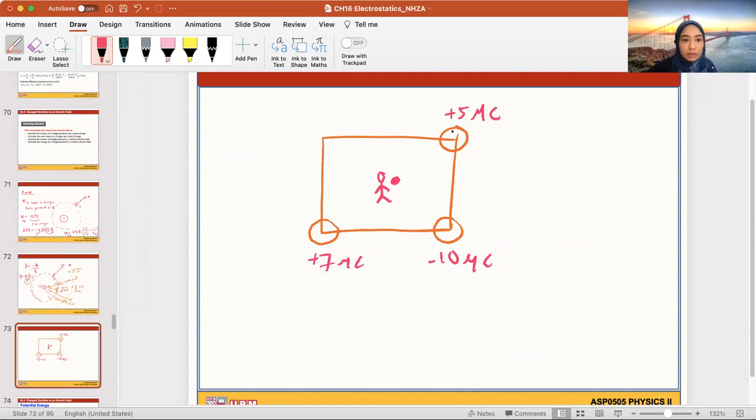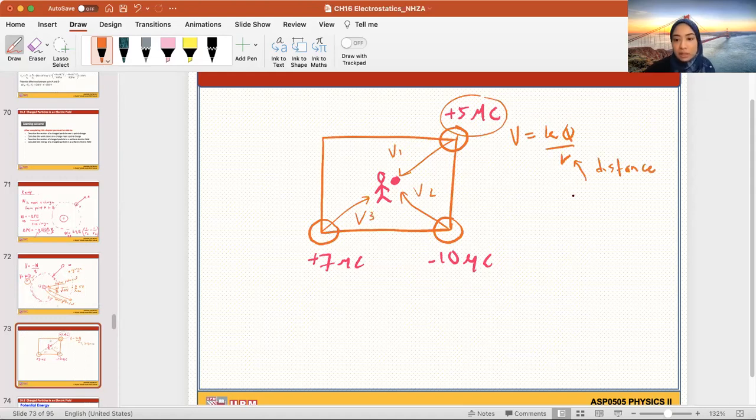So to know the potential that I will feel at that particular point, I need to know the contribution by each charge. So this one, possibly V1, I'm just going to label that as V1. This guy is V2. This guy is V3. So how do I calculate for V? V is KQ over R. K is just a constant. Q is referring to the charge that is giving me the effect. And R is the distance away from the charge to that point that we are looking for. Distance from charge to point.